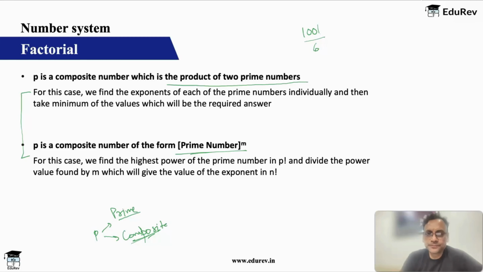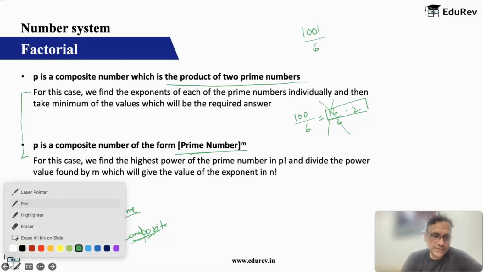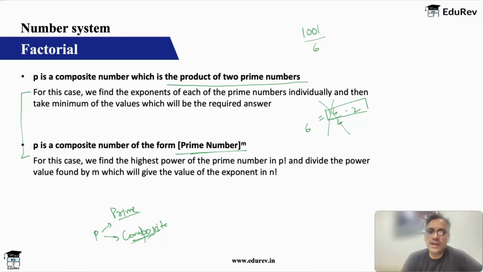So if you do 100 factorial, 100 by 6 you get 16. 16 by 6 is 2. So you tell me the answer as 16 plus 2, 18. This is a wrong approach, because the method that I told you in the last slide applies to prime numbers and not to composite numbers. And why, you will understand very soon.